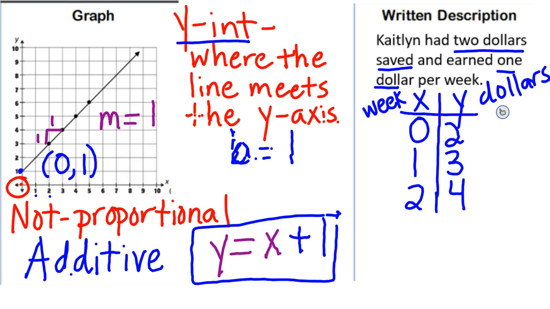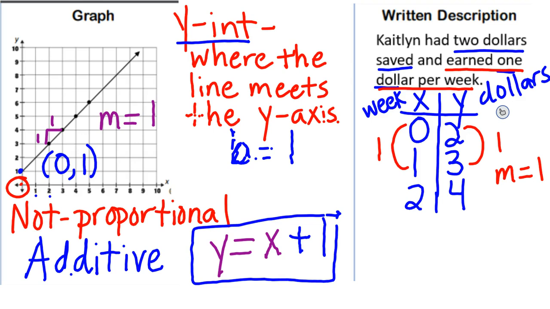Okay, so what you can do here is look at the pattern and see what's happening. So we're going up. Again, if we wanted to look at the slope, we could see that the difference between 3 and 2 is 1, and the difference between 1 and 0 is 1. That's our rise over run. So our slope is 1. And that slope from the problem is the amount that she's earning, $1 per week.